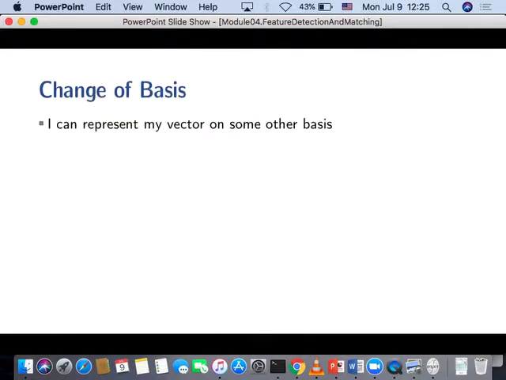Okay. All right. So one fundamental operation that I can do is I can represent my vector on an identity basis or on some basis, and I can change its basis. There's an operation of change of basis that I can perform.